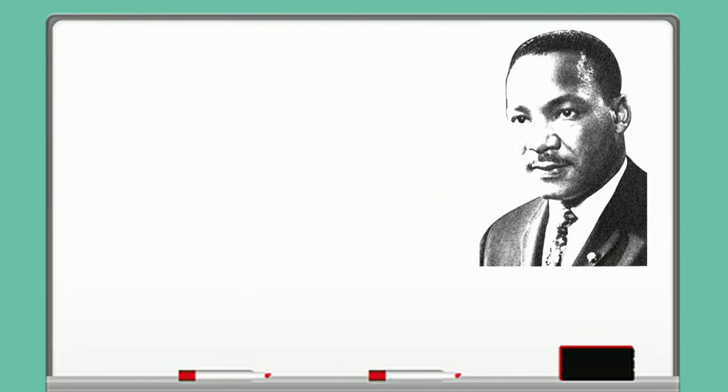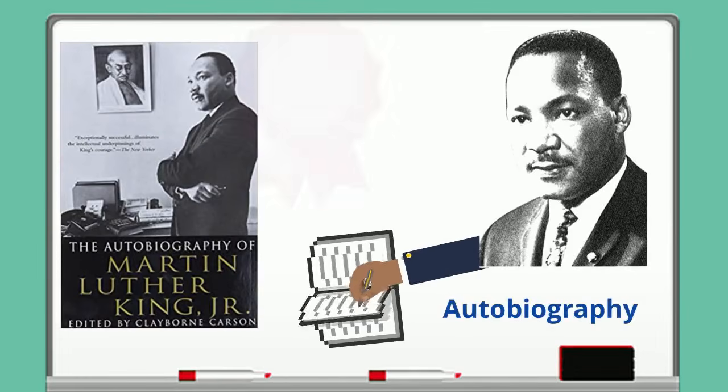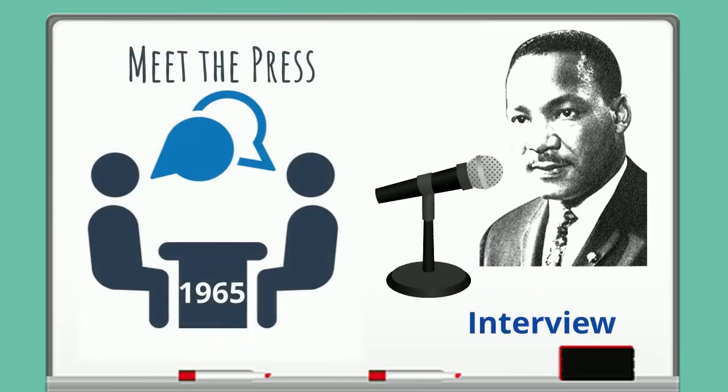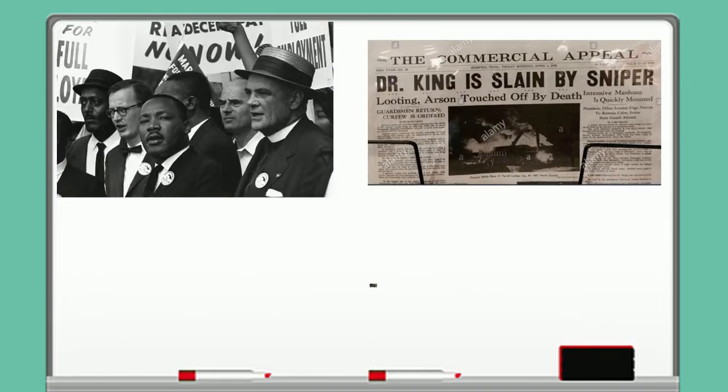Martin Luther King Jr. also wrote an autobiography about his life. His autobiography is a primary source. Martin Luther King Jr.'s TV interview on Meet the Press in 1965 is a primary source. These primary sources, along with others, help historians to understand the past.